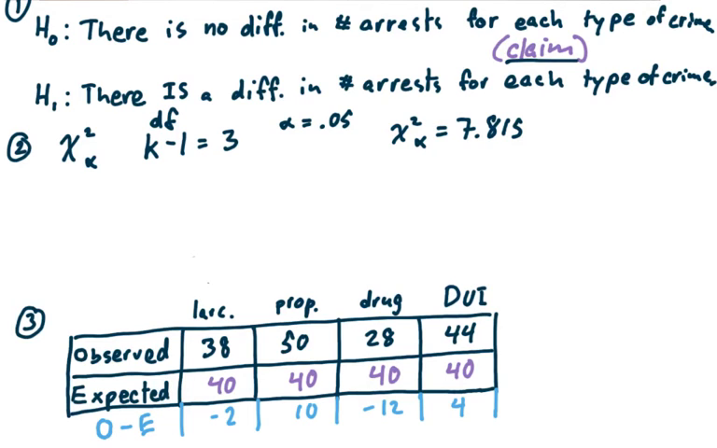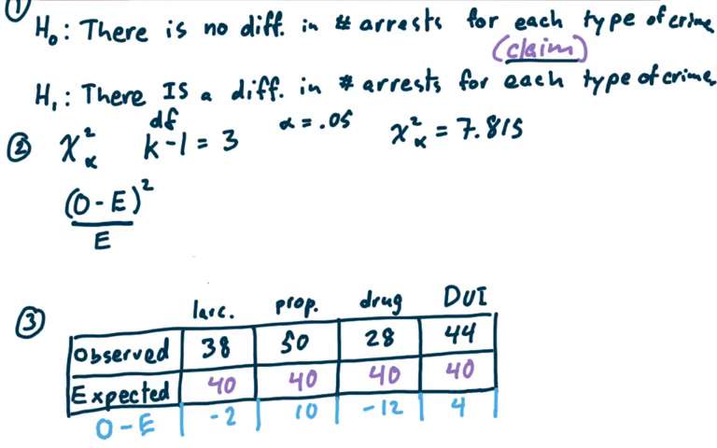What we have to do is square each one of these values. So we have to do O minus E, the whole thing squared. And then we have to divide by the expected number. Here it doesn't really matter, because it's always going to be 40. So we could just divide the whole sum by 40 at the end.